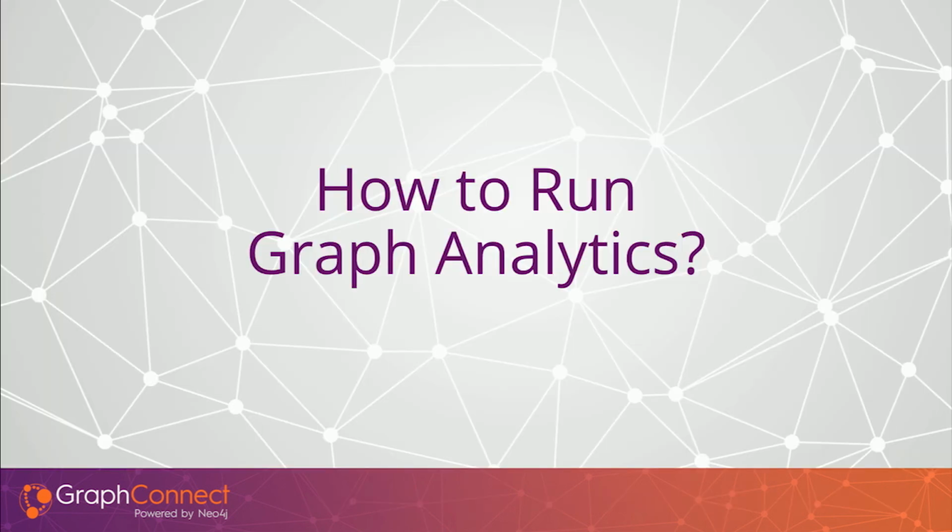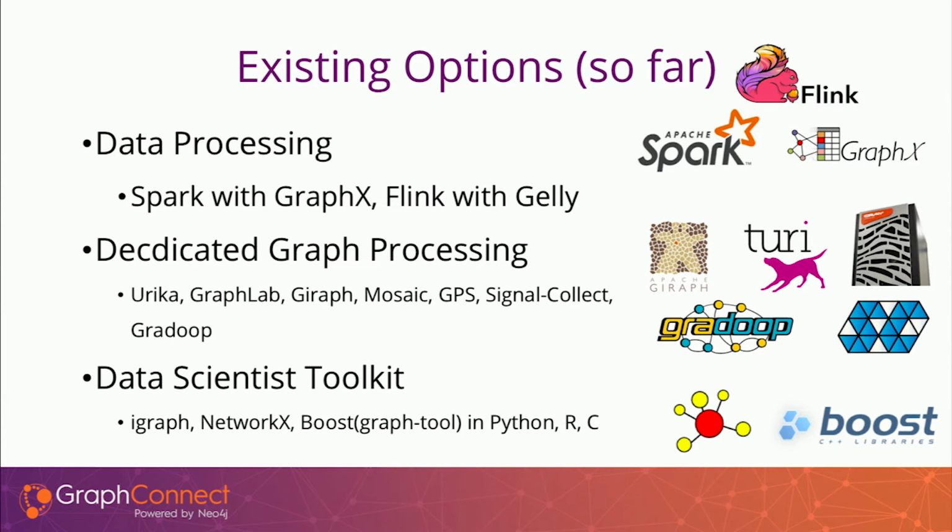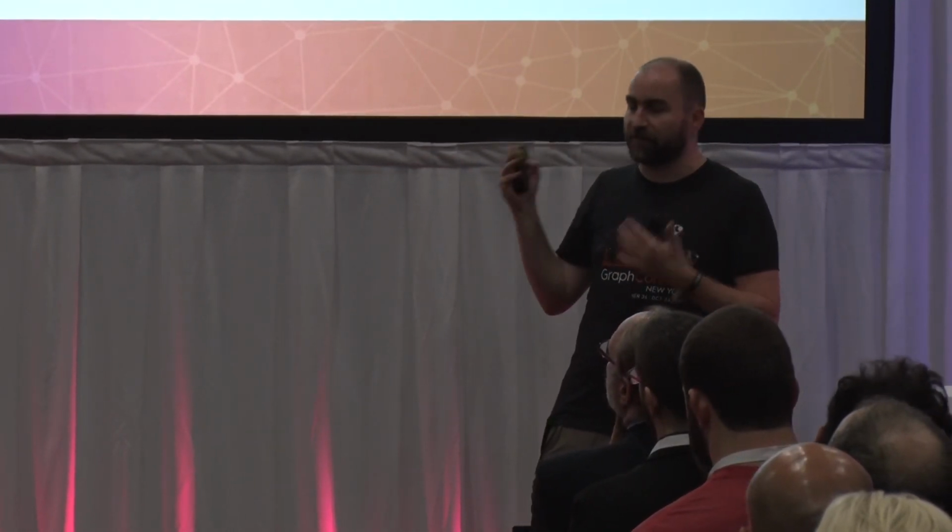How do you run this graph analytics processing? So far, there have been a number of options. There's Spark, there's Flink with Gelly, there's Giraph, Gradoop as well. And so many things where you can take your data, put them into a graph processing system, run compute, and then take the results and move them somewhere else to continue to compute. This is definitely very valuable. It's also very scalable. You can use GPUs and so on.